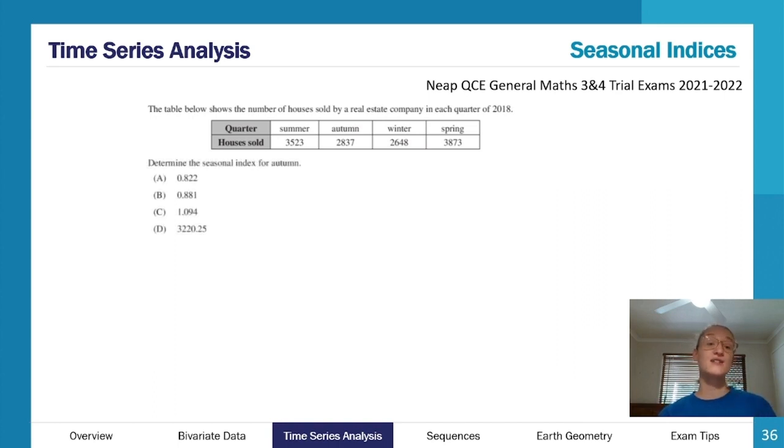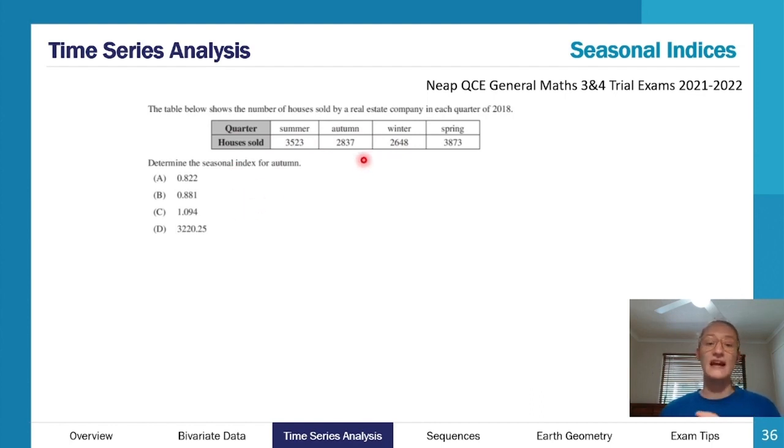So we're being asked to determine the seasonal index for autumn. First thing I'm noticing, autumn has sold 2,837 houses. So awesome, that's quite a lot of houses. But when we look at summer and spring, both are in the 3,000s, but winter's also about 2,600. So interesting. Is my seasonal index going to be slightly above or slightly below 1?